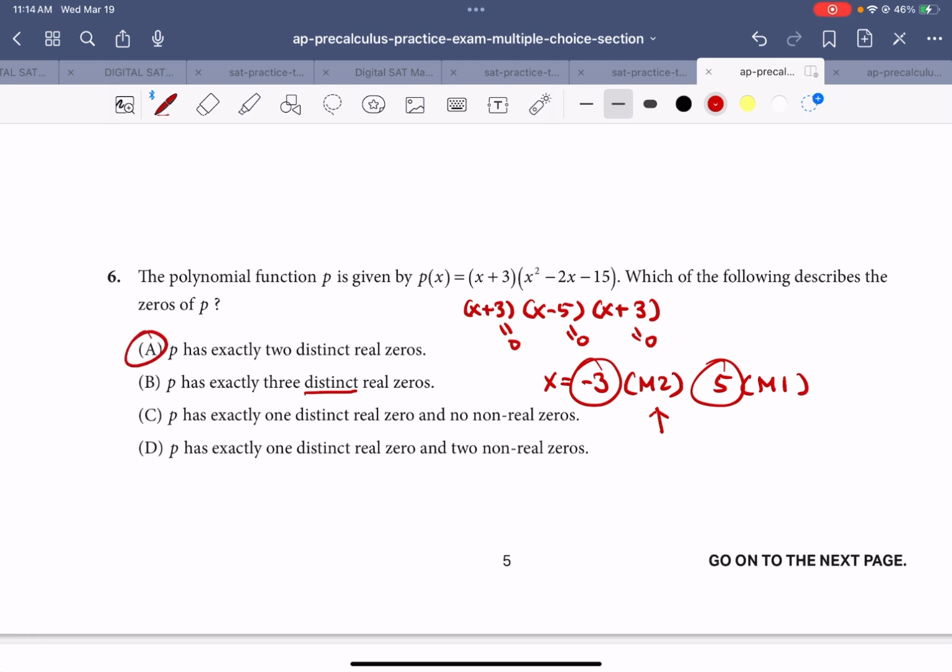Sometimes they ask you about multiplicity. So you should know what multiplicity stands for. So x plus 3 squared, that power shows multiplicity. So you have to say this polynomial has a 0 at negative 3, and that multiplicity is 2. Okay, and then the other one is x minus 5. Then you can say this polynomial has a 0 at 5, but the multiplicity is 1.